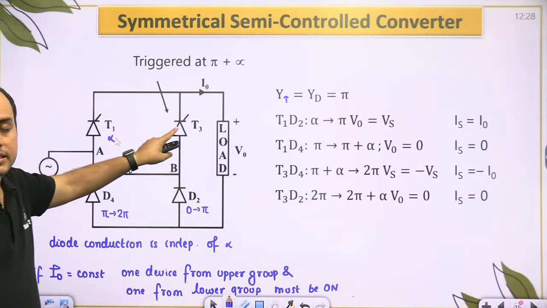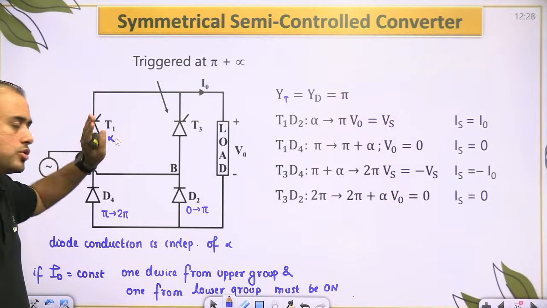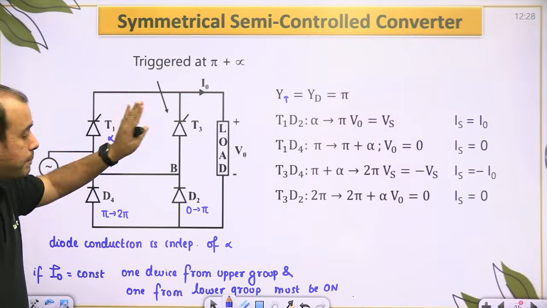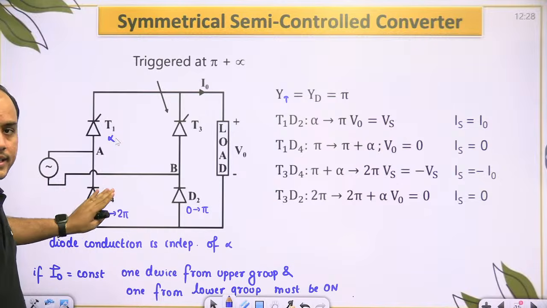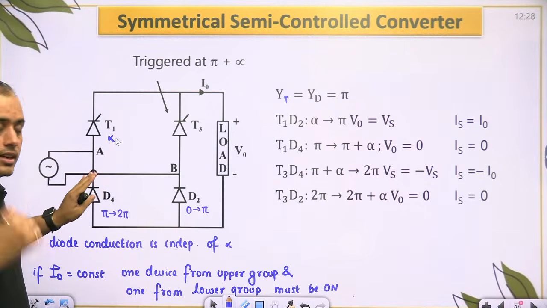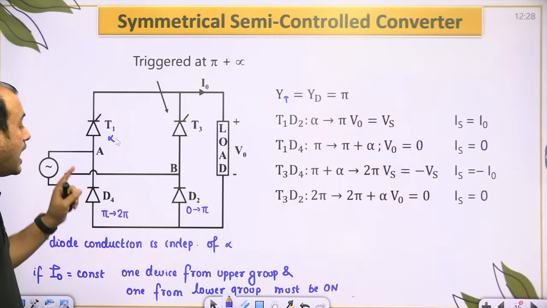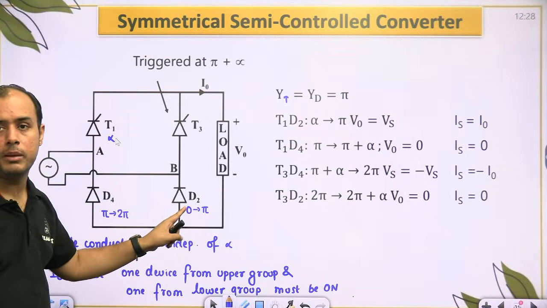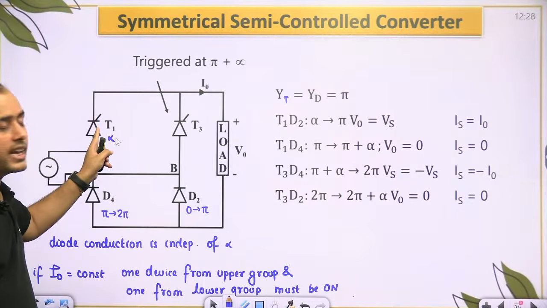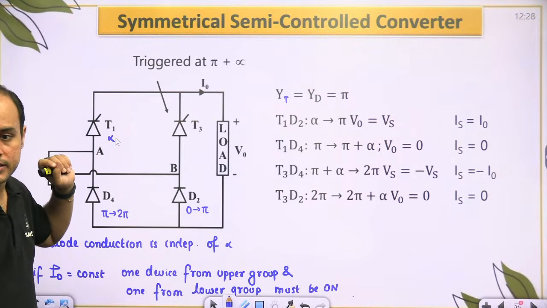Now at pi plus alpha, T3 turns on. So T1 will turn off. Now pi plus alpha to 2 pi, T3, D4 will conduct. So V0 will be minus Vs, Is will be minus I0. After 2 pi, D2 will be on. But T1 cannot be on until 2 pi plus alpha.